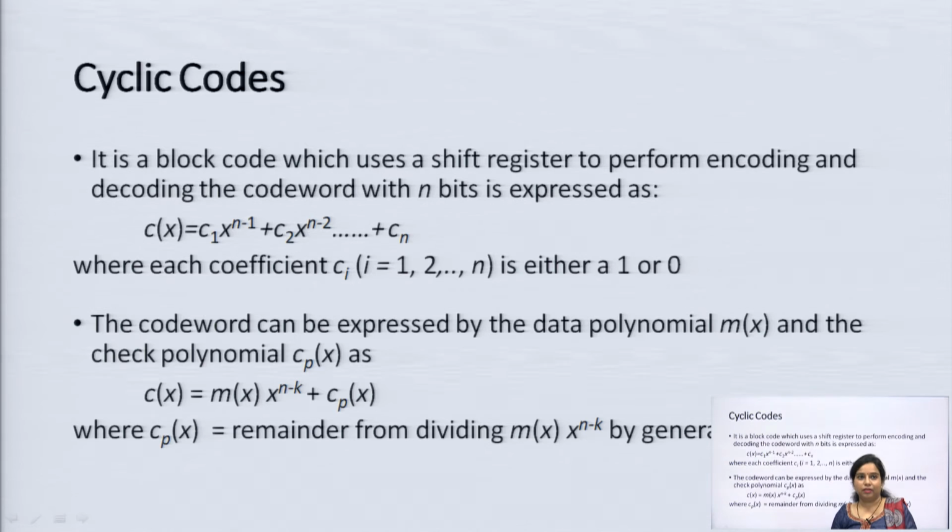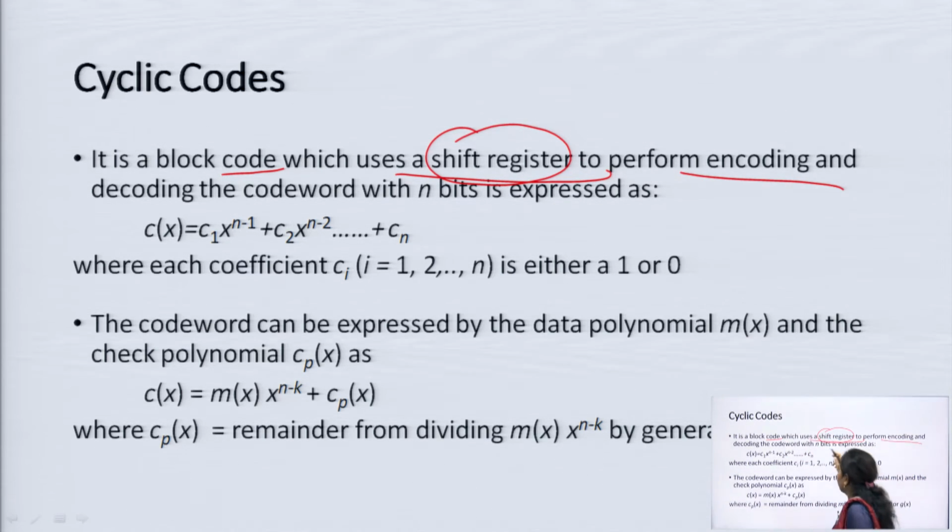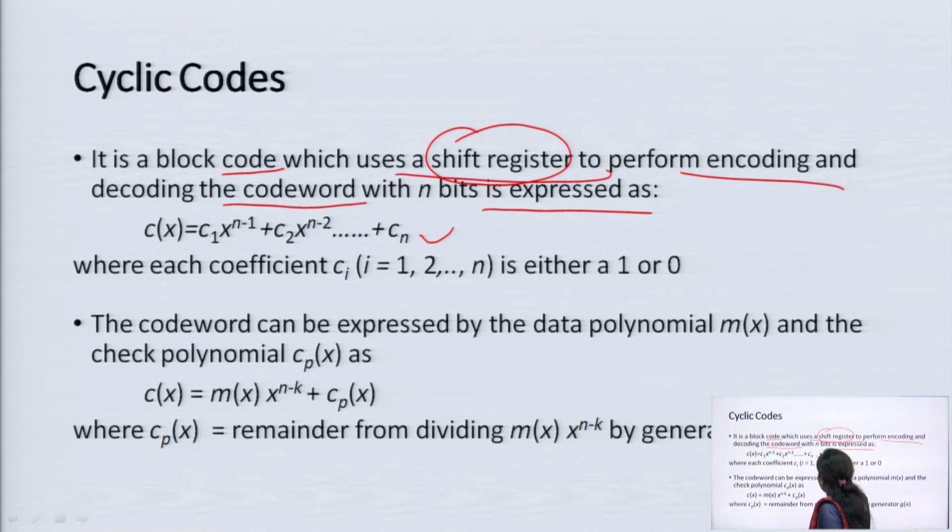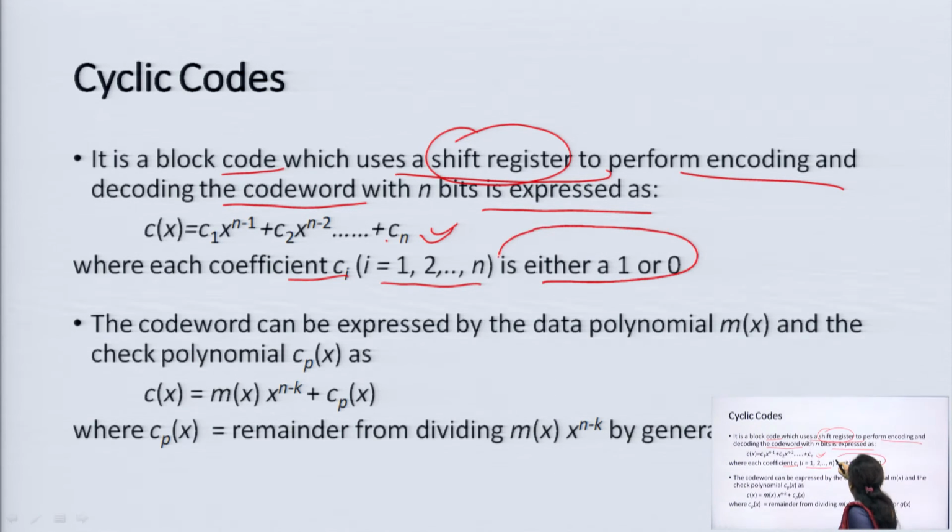Cyclic codes, as the name itself suggests, are codes where whenever you shift the bits using the shift register, whatever code is generated is another cyclic code. So, it is a block code which uses a shift register to perform the encoding and decoding. The code word with n bits is expressed by this formula: C(x) = C1 x^(n-1) + C2 x^(n-2) + ... + Cn, where each coefficient Ci, for i = 1 to n, is either a 1 or a 0. So, this is how the cyclic code is generated.